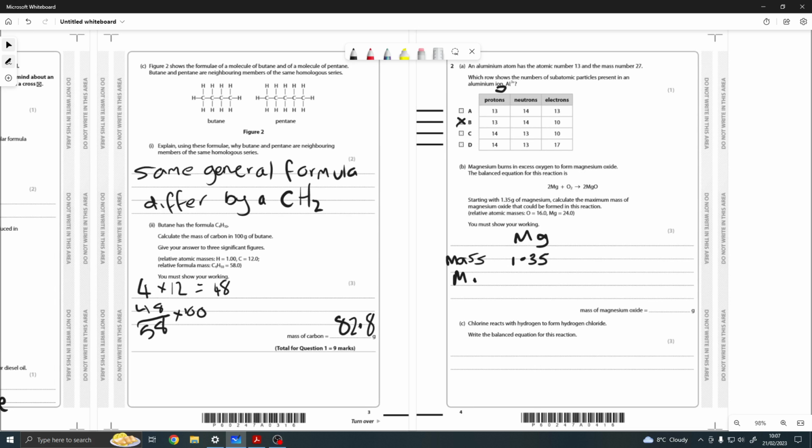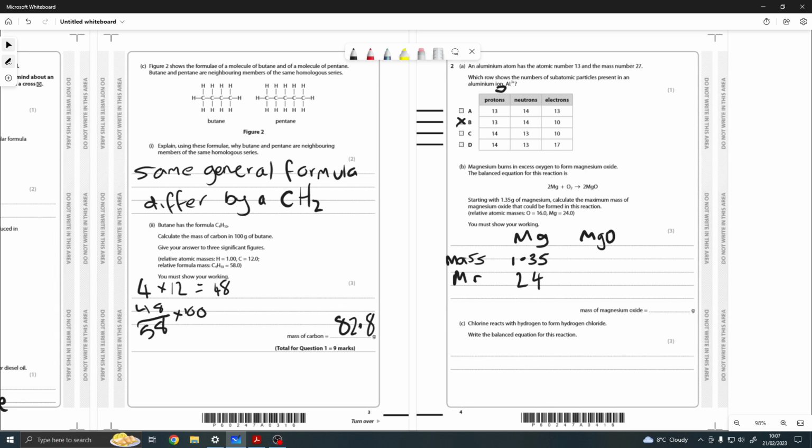We know the MR of magnesium. It's 24. Okay. Now we're looking for MgO. Just very quickly bang up my calculator app on my phone because I'm going to need this. So we know the mass. We know the MR. Can we now work out the number of moles? Yes, we can. Moles is mass divided by MR basically.